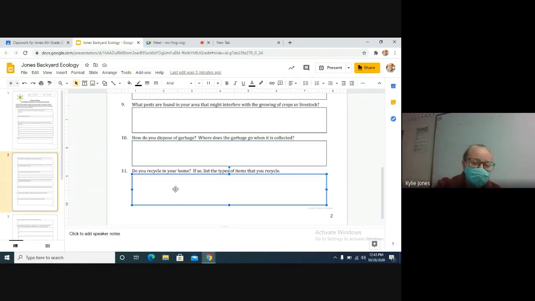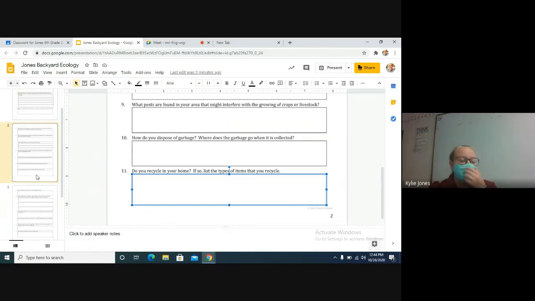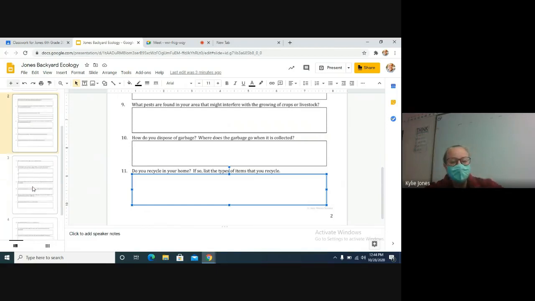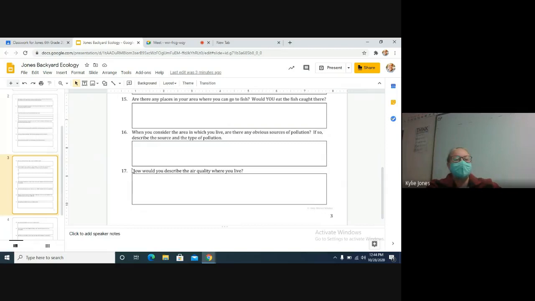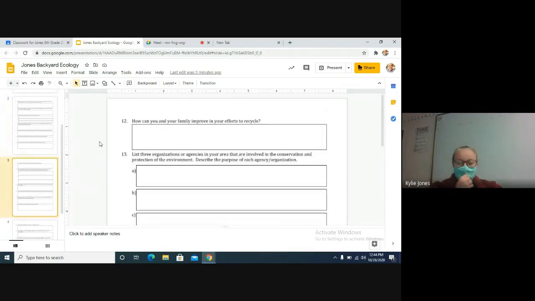Number 11 is very similar. Do you guys recycle at home? And if so, what types of items can you recycle in Winslow? It's different in different cities, what you can recycle and what you can't. The next slide. Number 12. If maybe you guys don't recycle at home, how can you and your family improve your efforts in recycling? What are some things you can do?